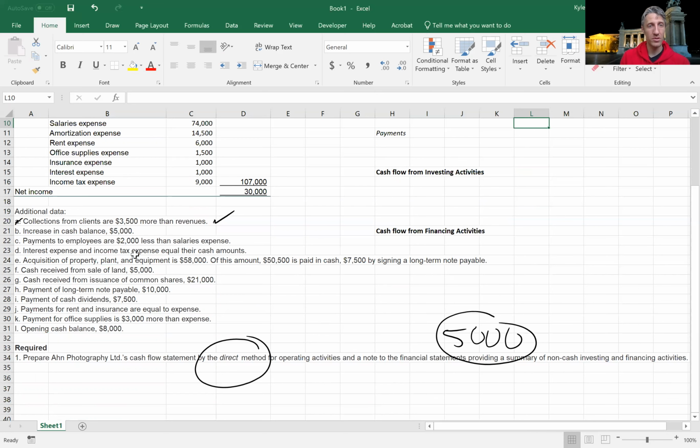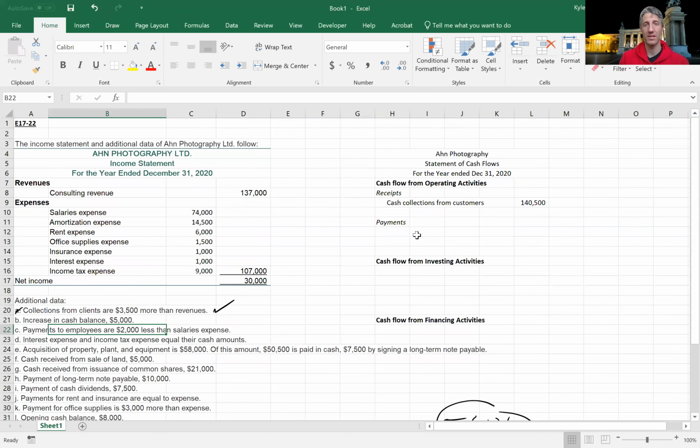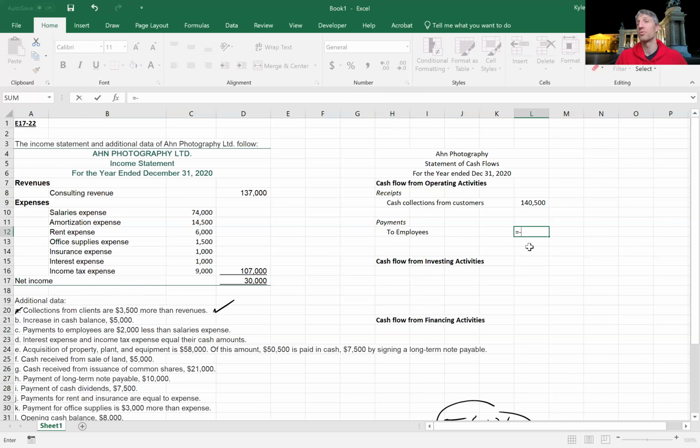Payments to employees are $2,000 less than salary expense. So payments to employees, it was $2,000 less than the salaries expense. Remember, payments to employees are cash outflows, so this is going to be a negative amount. Our salaries expense was $74,000, but we paid $2,000 less than that. So I'm going to subtract $2,000 off of that, and it should be, sorry, 72,000.